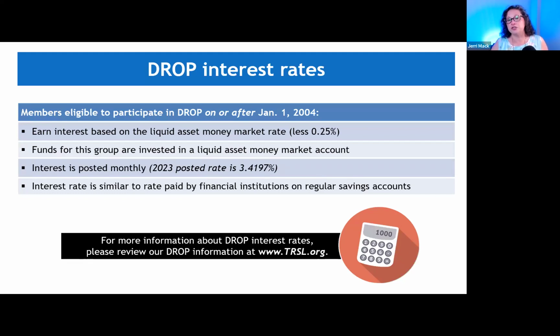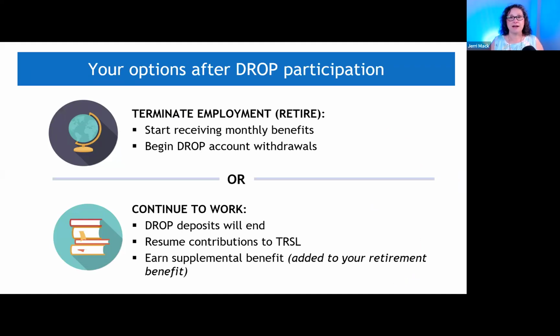Let's talk about DROP interest for a moment. I said earlier, let's use I with a little I for interest. Your DROP account, once you've completed your 3 years of DROP, whether you work after DROP or you retire after DROP, as long as it's with TRSL, it's eligible to earn interest. Now, it's in a very conservative account and a liquid asset money market account called LUDROP, not for Louisiana, but liquid asset. It did earn some interest last year, and that's posted monthly. 2023's rate was 3.4197%. So keep an eye on that. And if you'd like to see a history of those interest rates, you can certainly check that out on our website.